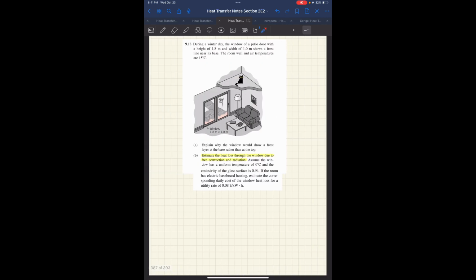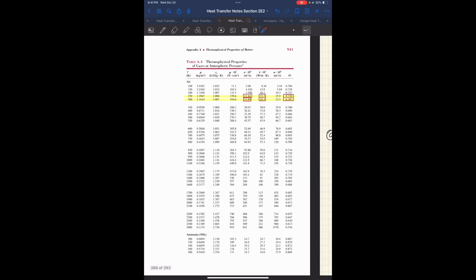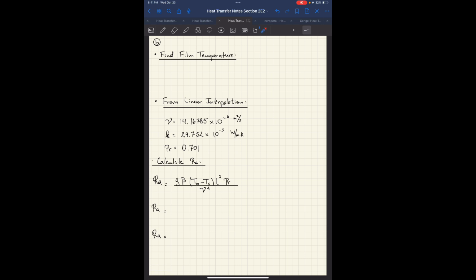First of all, we need the correct properties, so we're going to need to find the film temperature. That's very important. Film temperature, again, is the average of the surface and the ambient. So it looks like this. The surface temperature of the window, they say, is 0 degrees. That's also probably another reason why stuff is freezing. 0 degrees is the freezing temperature of water. Now, why is it happening at the bottom? Again, we explained it already.